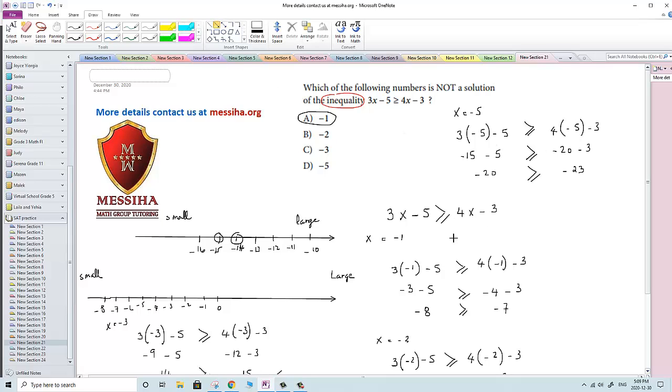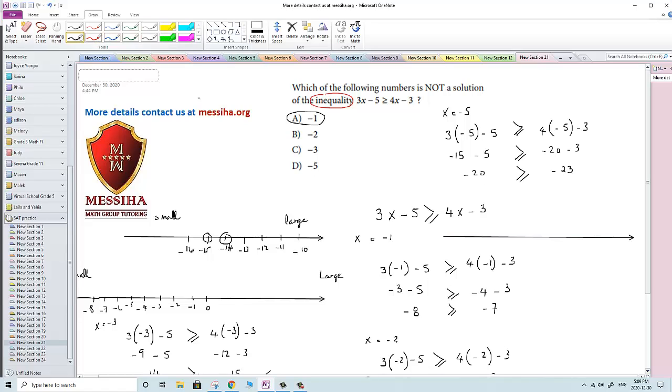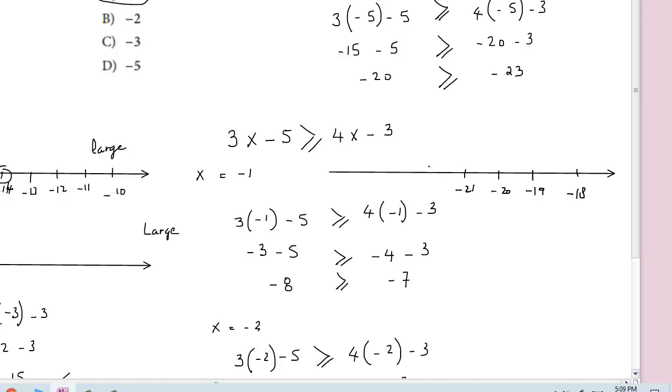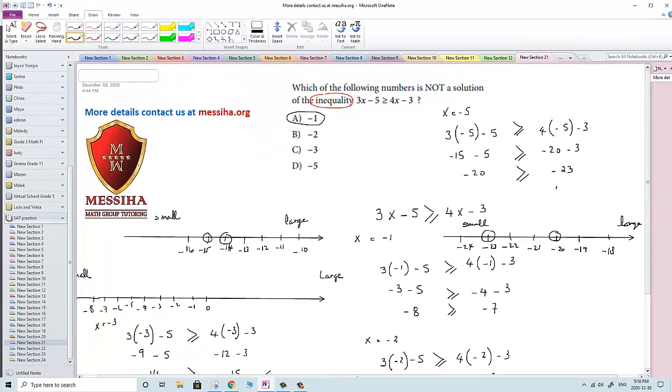Again, if I come up with a number line, I can say here I have, let's say, negative 18, negative 19, negative 20, negative 21, negative 22, negative 23, and negative 24. Here is the large side, here is the small side. That means negative 20 is here, and negative 23 is here. Is negative 20 larger than negative 23? Yes, it's larger. So that means this is a solution. That means only A is not a solution.